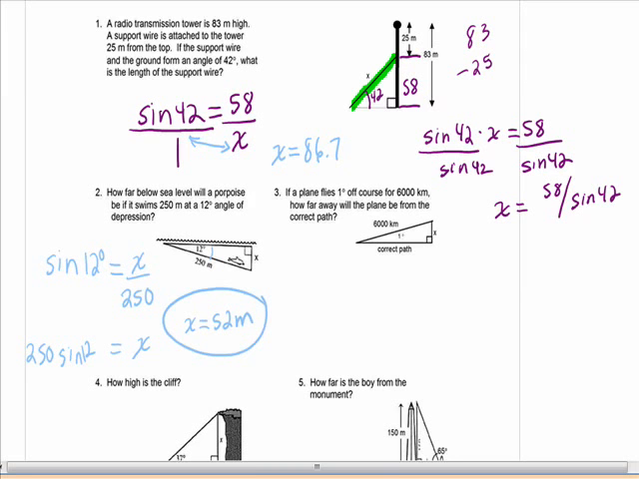Alright, so let's see how you did on number 3. If a plane flies off course, 1 degree off course for 6,000 kilometers, how far away will the plane be from the correct path? So we already have a nicely labeled diagram. Relative to our 1 degree angle, which trig function do we have? Opposite over hypotenuse, so use sine. Wow, I see a trend here. Sine of 1 equals x over 6,000.